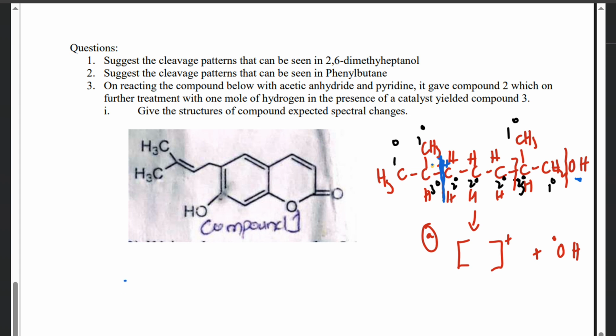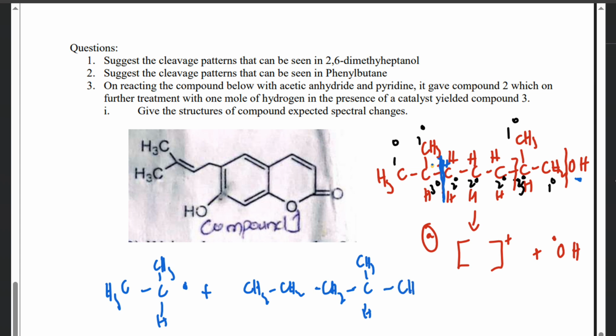Like we're going to have CH3, CH3, and this one is hydrogen, right? So this will be radical plus CH2, CH2, CH2, CH3, hydrogen, CH2, OH, right? This will go as the cation. We can also have when this one will be positive and this one will be negative, right? But let's look at this other point.